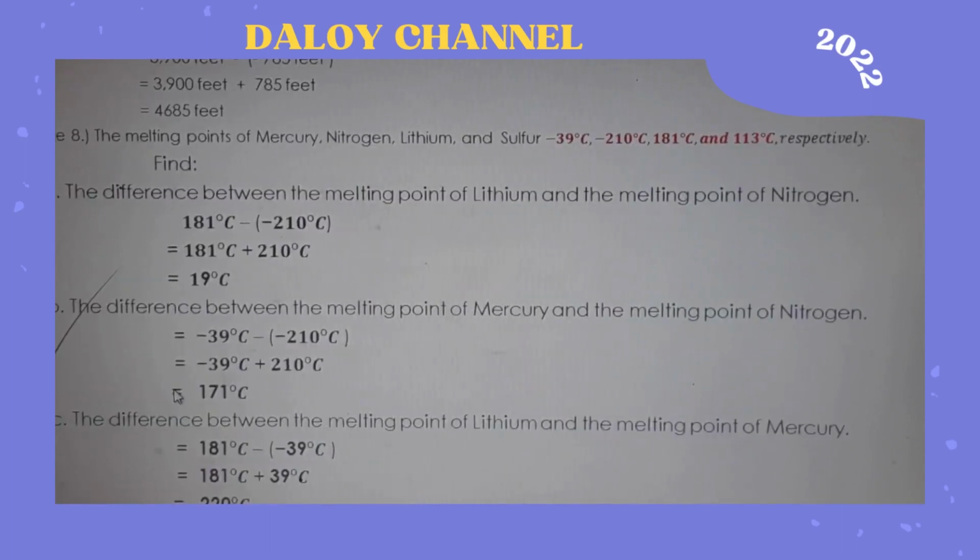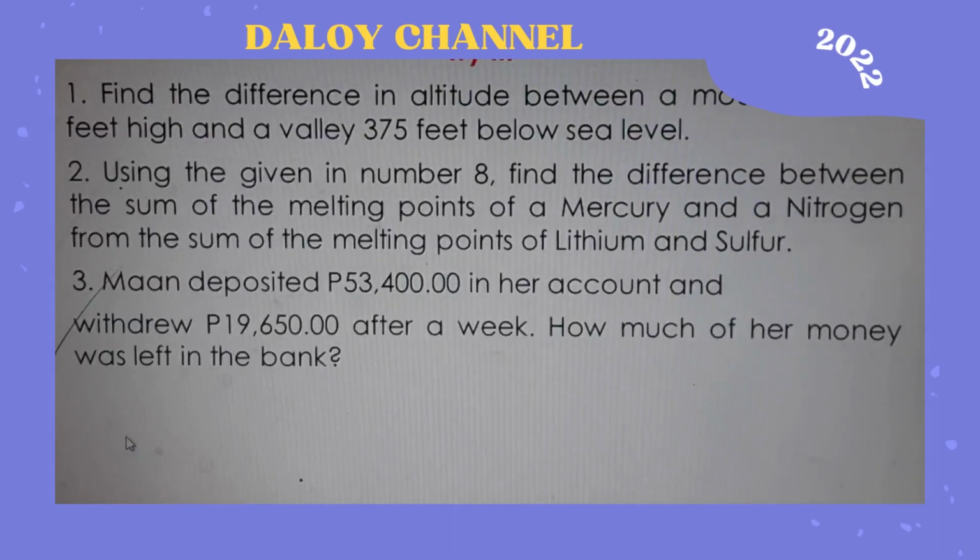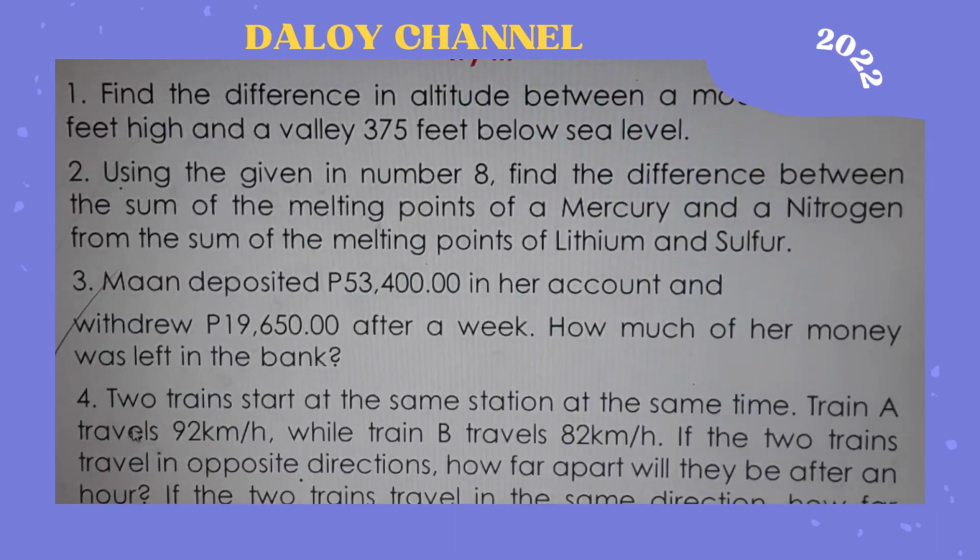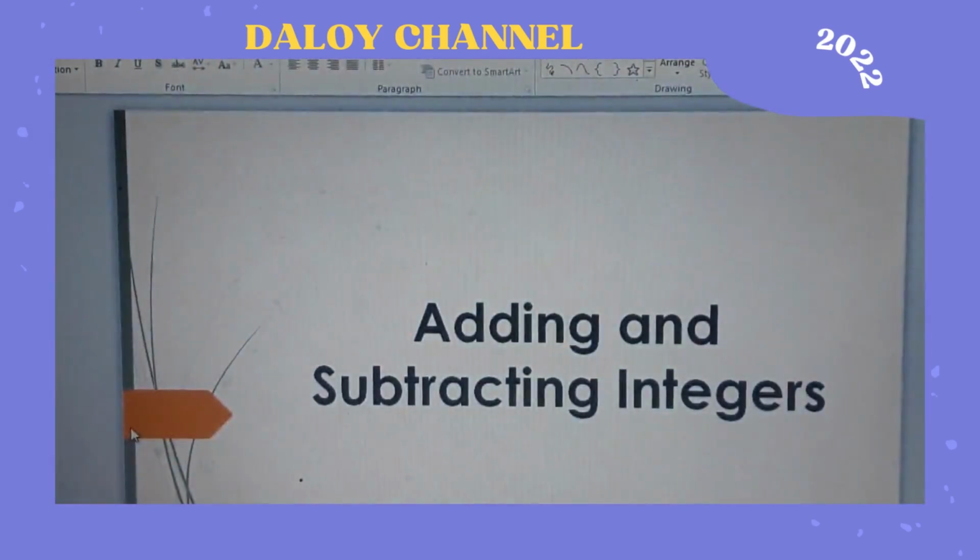Letter C. Find the difference between the melting point of lithium and the melting point of mercury. So 181 degrees Celsius to be subtracted by negative 39 degrees Celsius. A negative times a minus sign becomes a positive 39 degrees Celsius to be added to 181 degrees Celsius. Final answer is 220 degrees Celsius. Okay, perform the triad activity. I think that will be all.